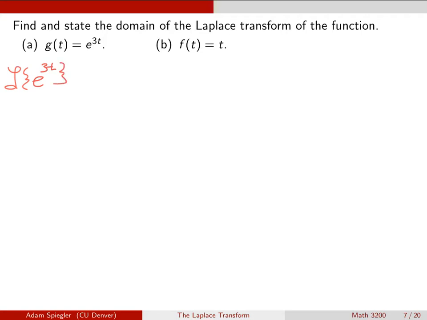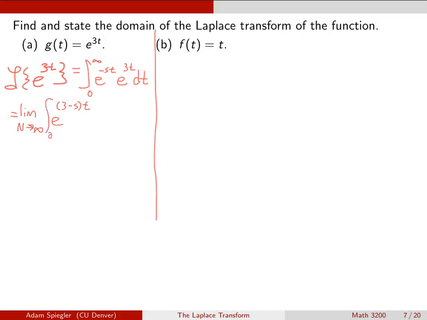And so again, the definition of the Laplace transform tells us that this is going to equal the integral from 0 to infinity of e to the minus st times our function, which in this case is e to the 3t dt. And so let's write this again as the limit as n goes to infinity of the integral of e to the 3 minus st dt. So I just combined the exponential terms inside the integral.